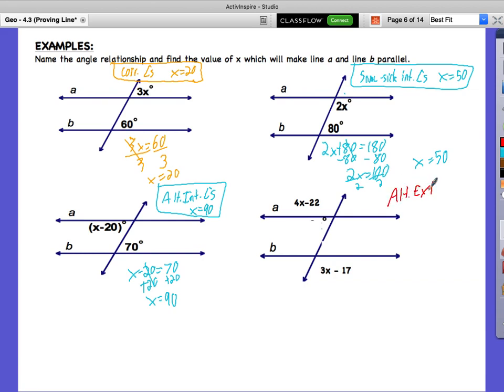Alternate exterior angles. And what would alternate exterior angles have to be in order for these lines to be parallel? We set them equal to each other. x would have to be 5. It needs to be congruent. So as long as x is 5, these lines are parallel. If x is literally any other number, they're not parallel.